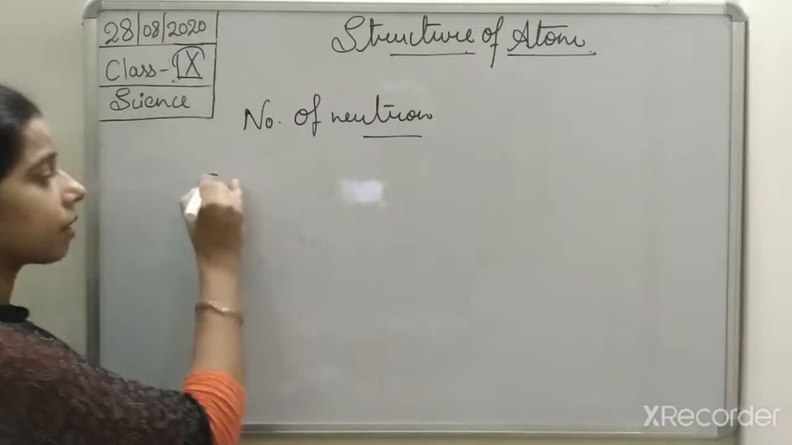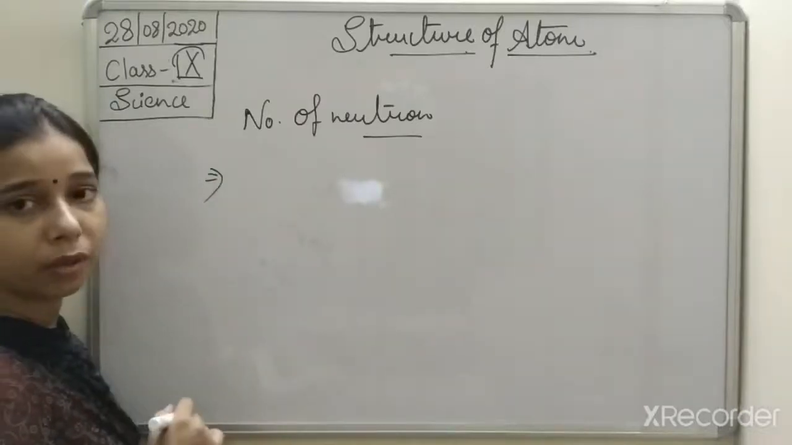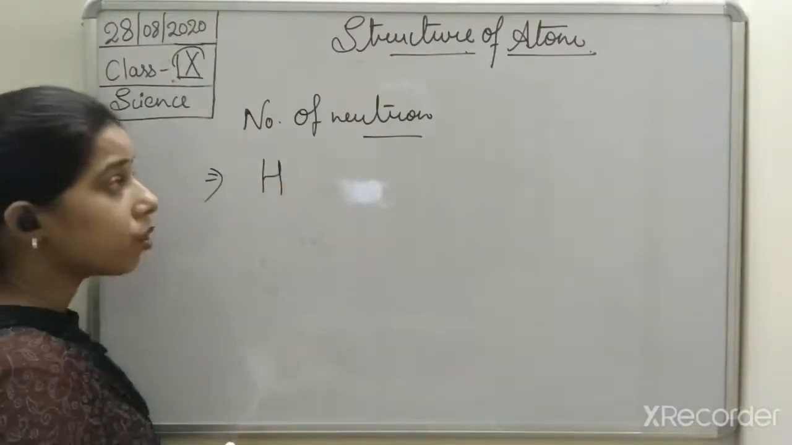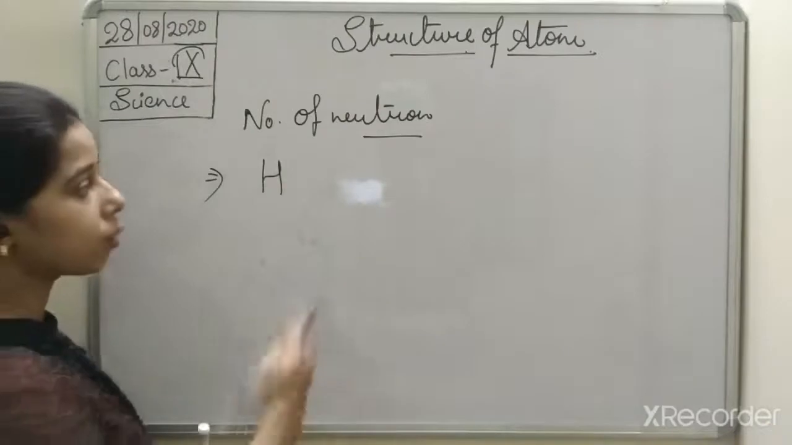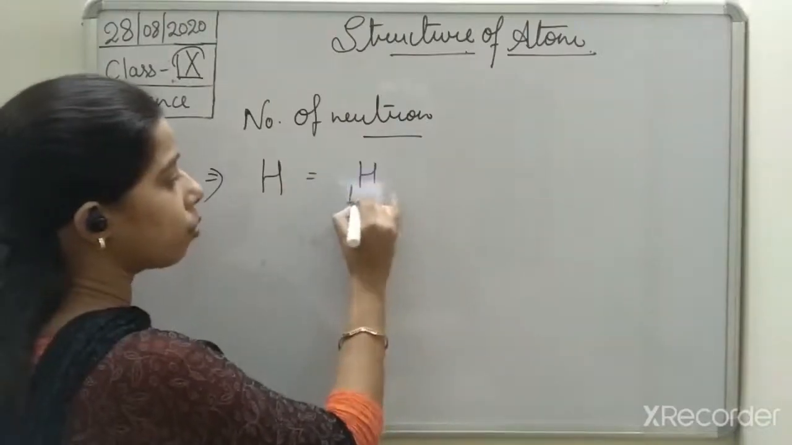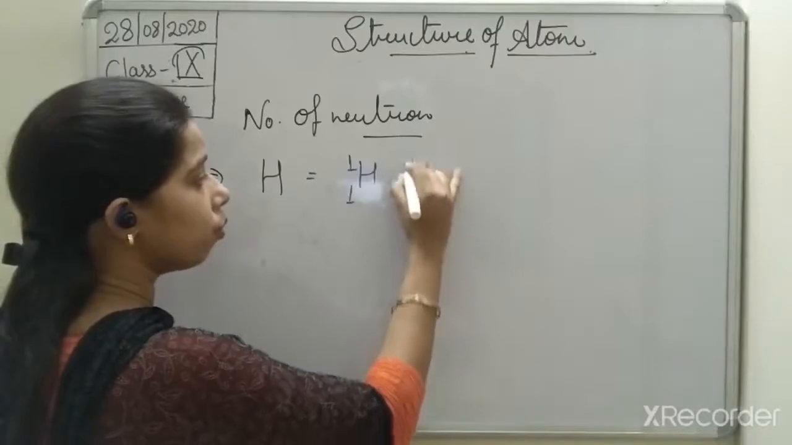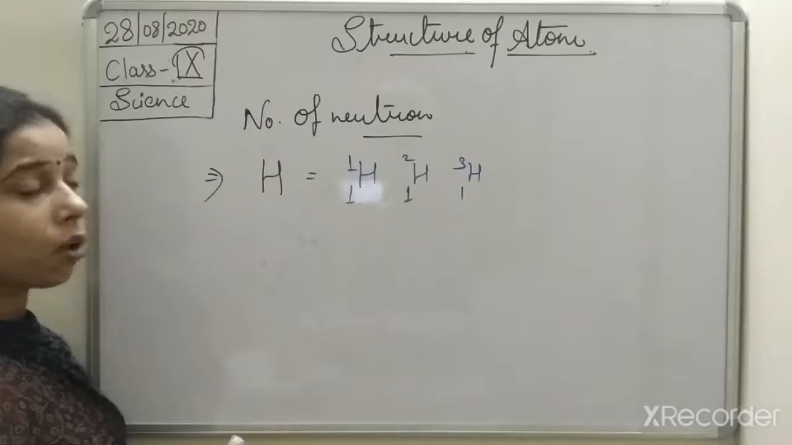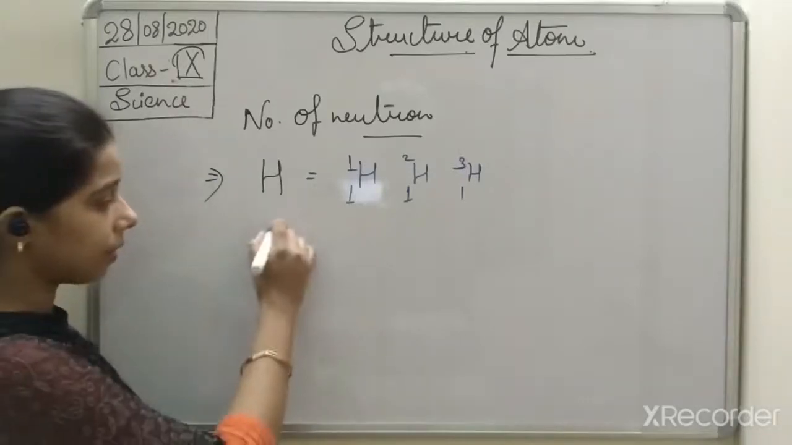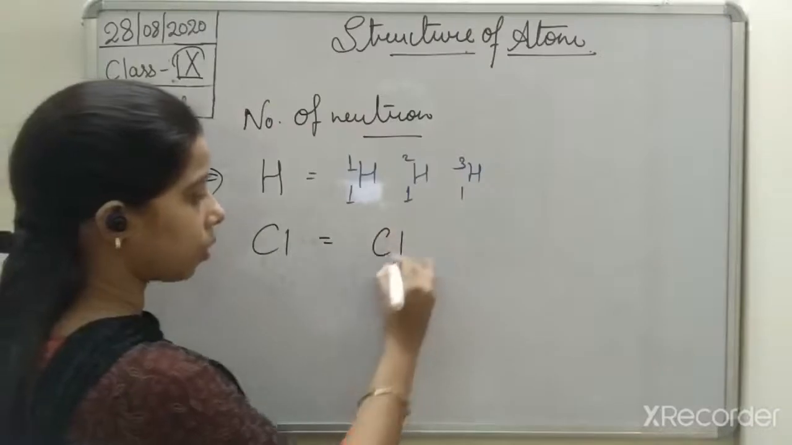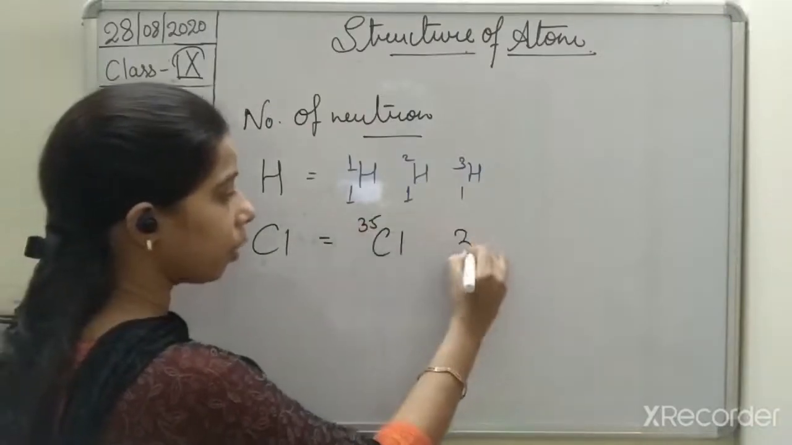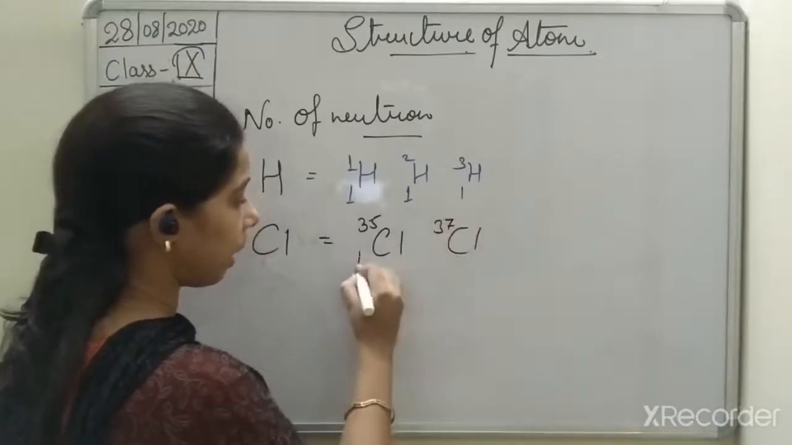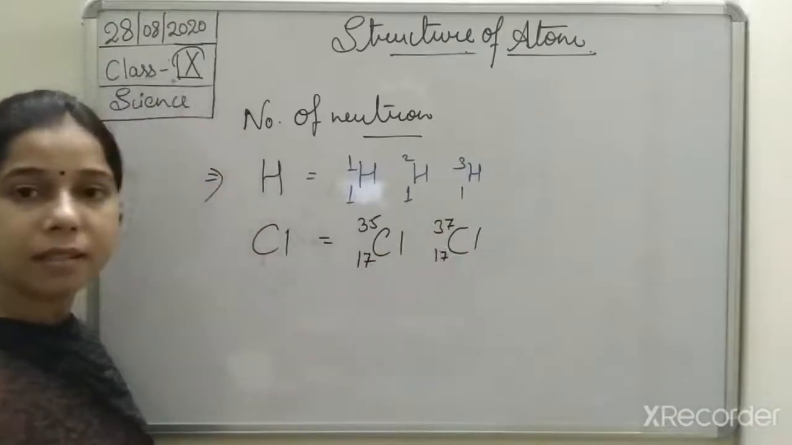We discussed a lot of examples. Let me remind you one more time: hydrogen can exist in three isotopic forms, hydrogen 1, hydrogen 2 and hydrogen 3. Chlorine can exist in two isotopic forms, chlorine 35 and chlorine 37. Both have the same atomic number, and that is 17.